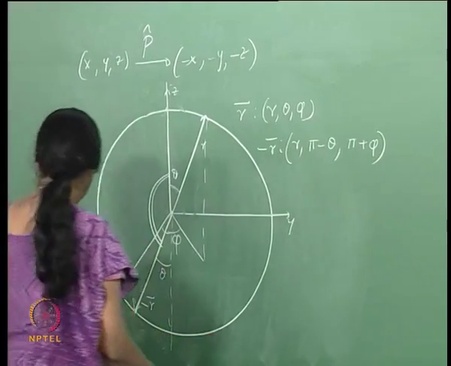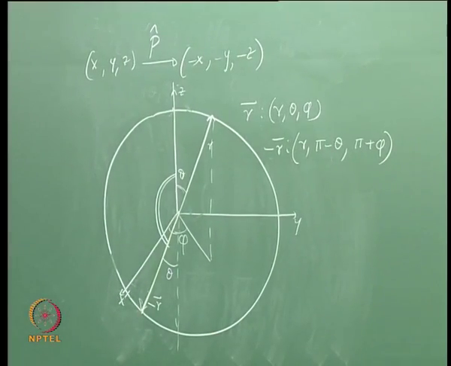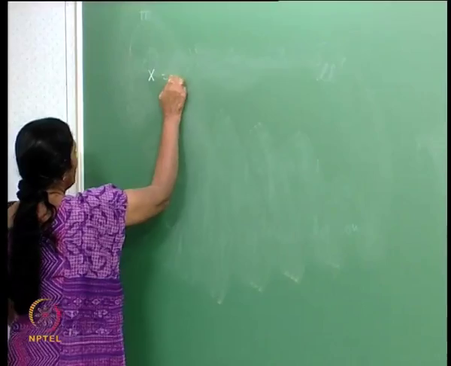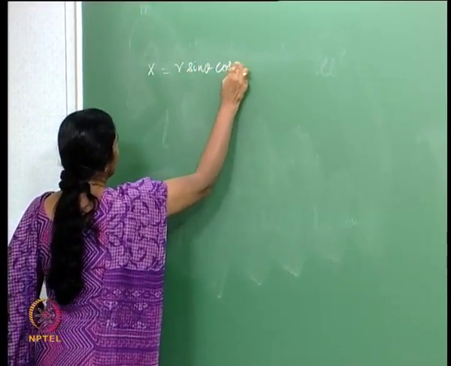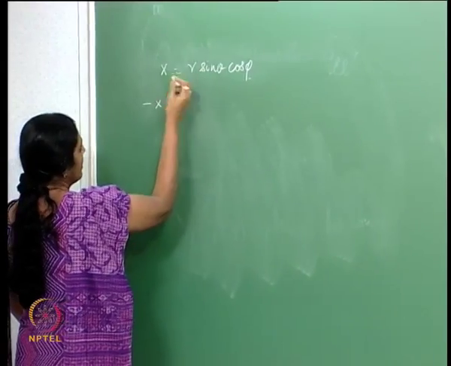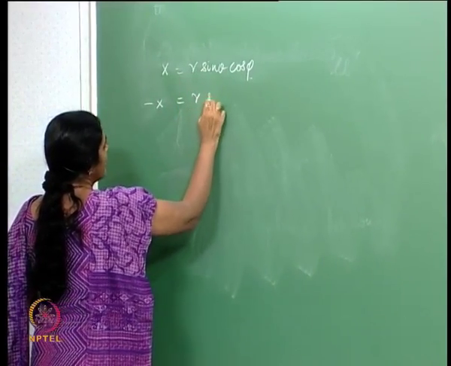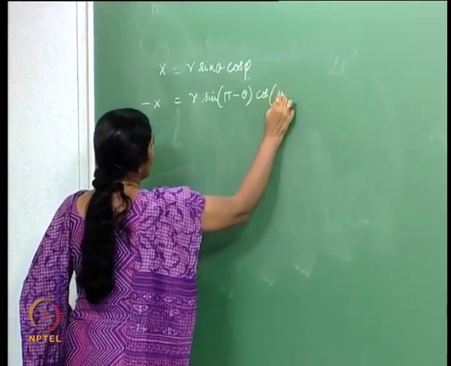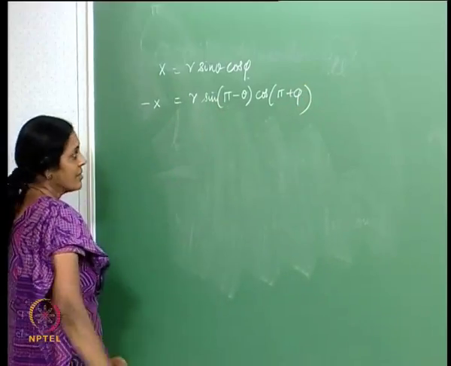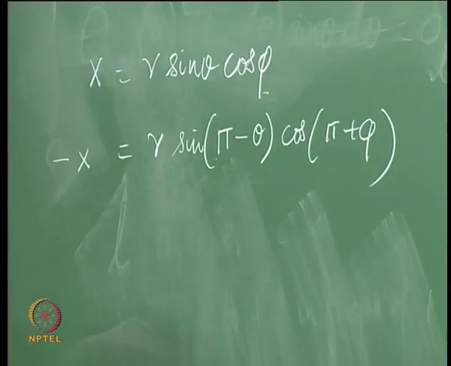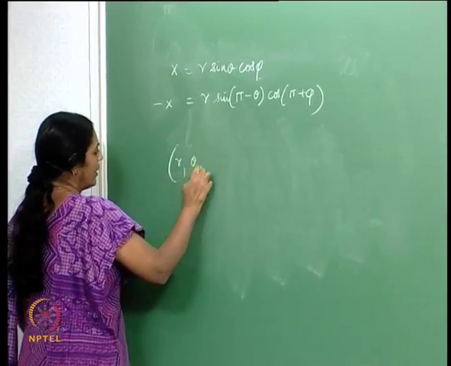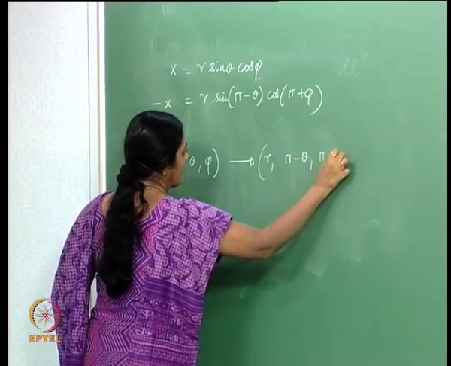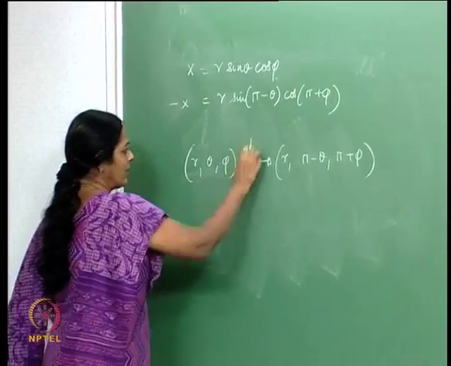You can look at it this way. x is r sin theta cos phi, and minus x under parity: r stays r, theta goes to pi minus theta and phi goes to pi plus phi, and it is consistent. Similarly, y and z. So, under parity, r, theta, phi go to r, pi minus theta and pi plus phi. This is what happens under parity.